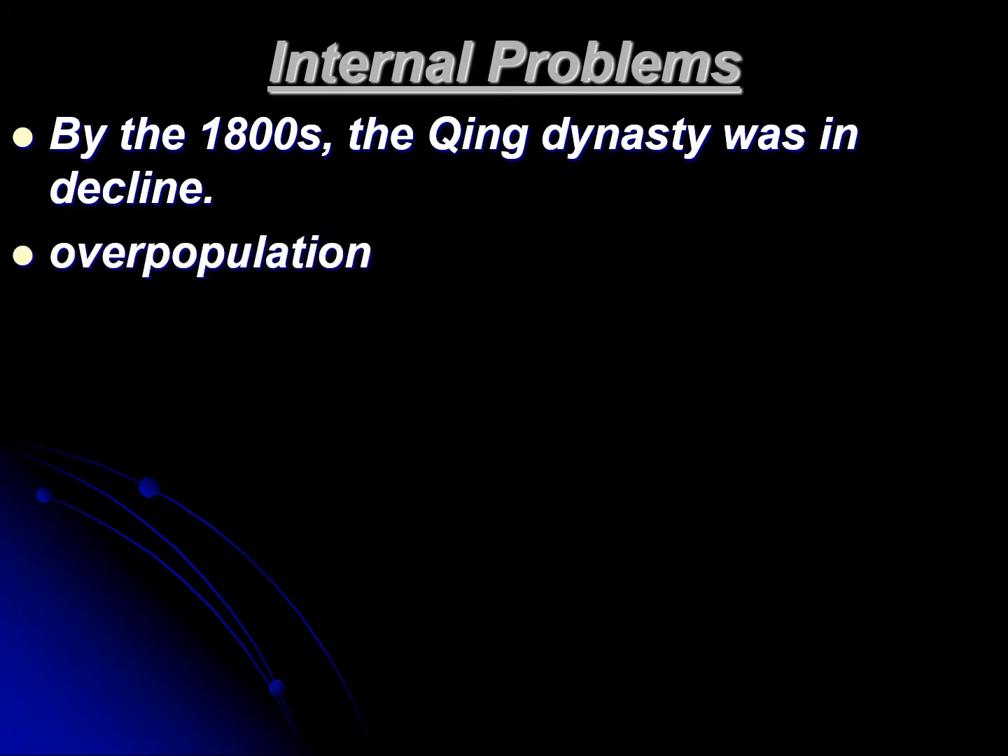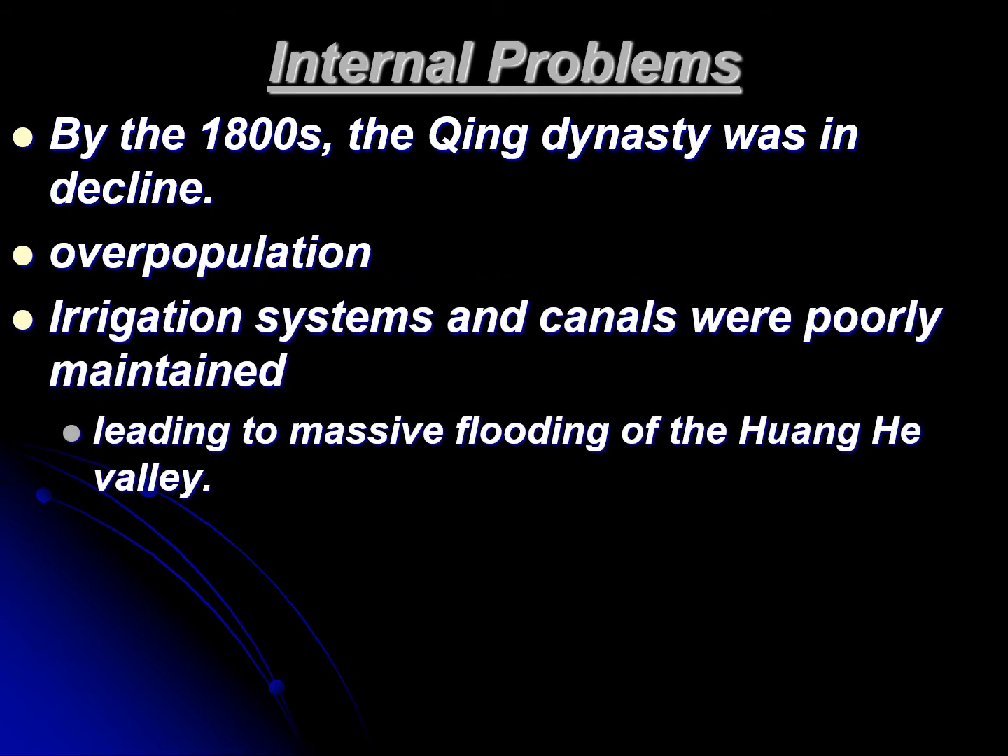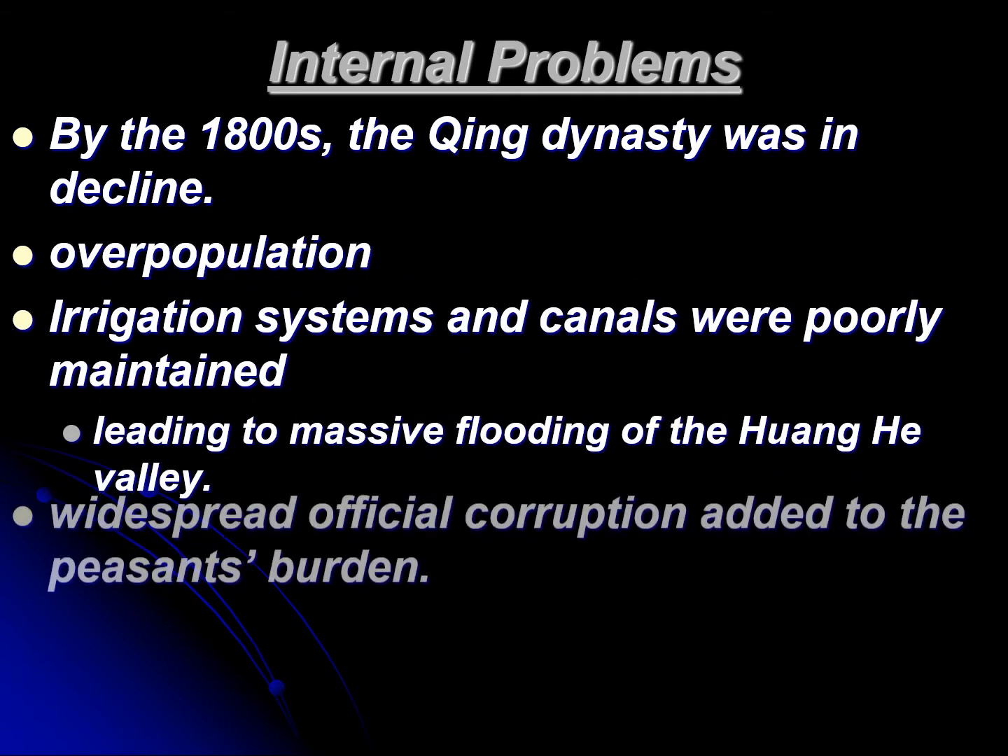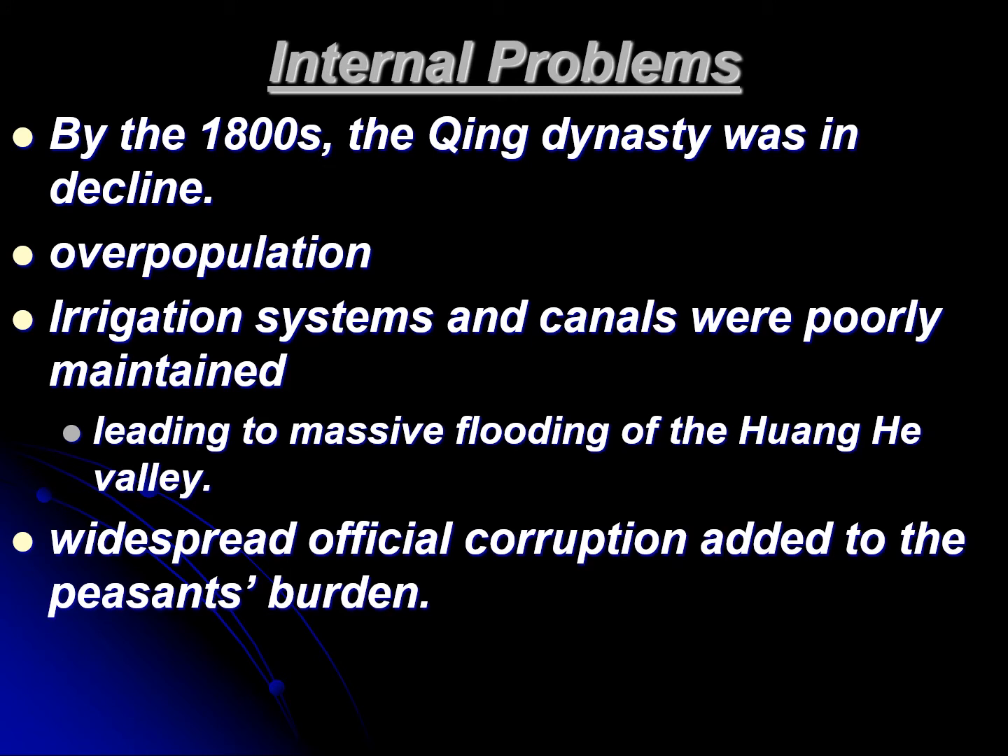There were overpopulation issues. Irrigation systems and canals were poorly maintained. There was a lot of flooding, so this led to poor crop production, and then lack of food. There was widespread corruption among officials, so peasants didn't trust them. They would pay taxes, and then those taxes wouldn't get turned over, and then people would be accused of not paying their taxes, and they'd say, we paid our taxes.